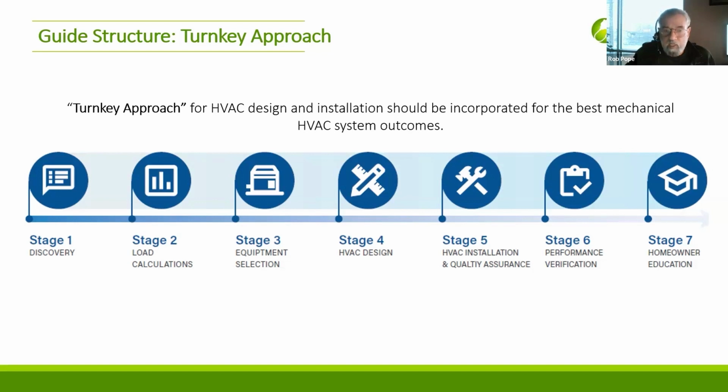Stage 2 is load calculations. We touched on that already. We'll talk more about it. Stage 3 is equipment selection based on stage 1 and 2. And then from there you can go to an HVAC design. From there to the quality assurance piece, once it's designed, you want to make sure that it actually got executed properly. Then finally, or sorry, not finally, the performance verification, which is checking to make sure all the systems are set up right and are working, hitting their performance targets, and finally the handover to the homeowner.